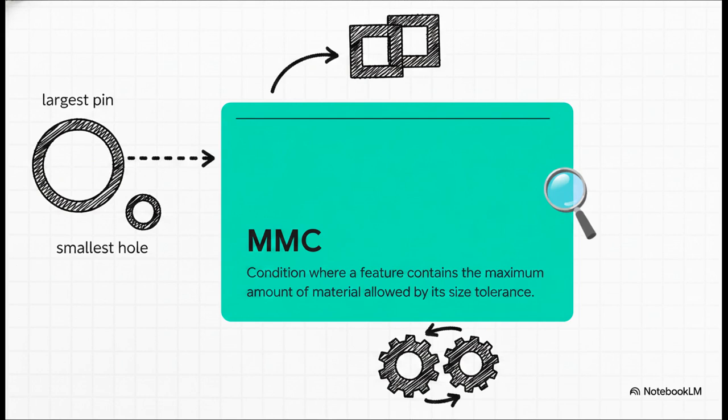The absolute most crucial concept here is maximum material condition, or MMC. This is the condition where a feature contains the maximum amount of material allowed by its size tolerance. So think of the smallest acceptable hole or the largest acceptable pin. Calling out MMC in your drawings guarantees that two mating parts are never going to interfere during a clearance fit, even at their absolute worst acceptable limits.